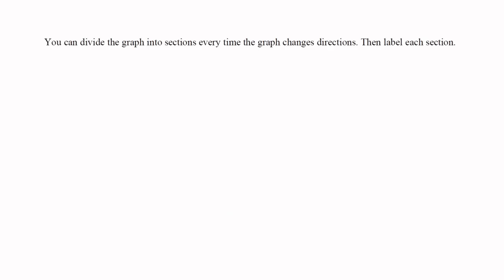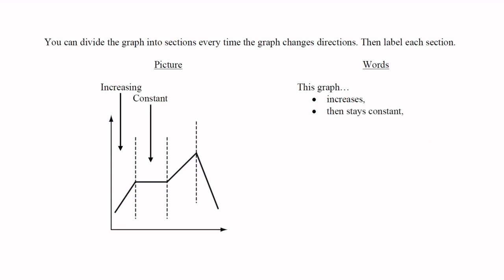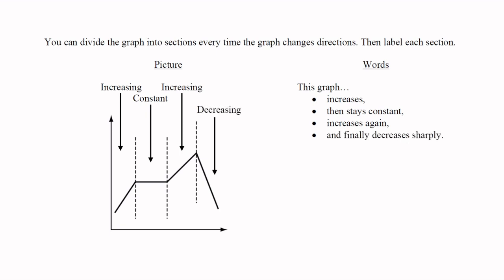You can divide the graph into sections every time the graph changes directions, then label each section. So here we have a picture on the left. We're going to use words to describe this graph on the right. Between each vertical dashed line, this graph first increases, then stays constant, increases again, and then finally decreases sharply. So you can see each of these four sections of the graph has a specific way of describing it.